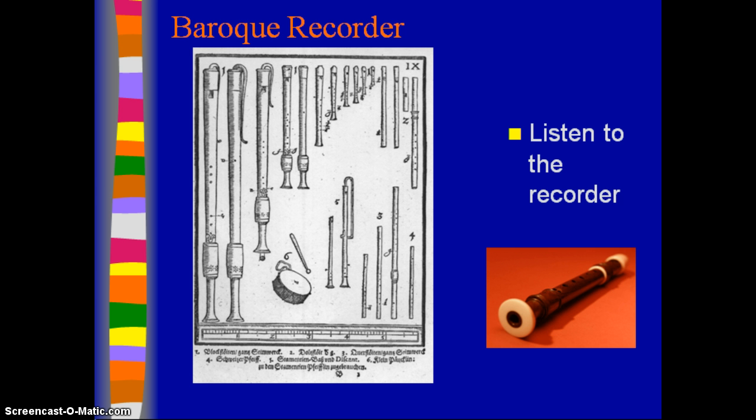And then we have the recorder. You might have played this in elementary school. It's a beautiful little instrument. It sounds kind of like the flute, but it's played by blowing into it, whereas the flute is played by blowing across it. You can see there are also bass, alto, tenor, and piccolo recorders. They range in many sizes.